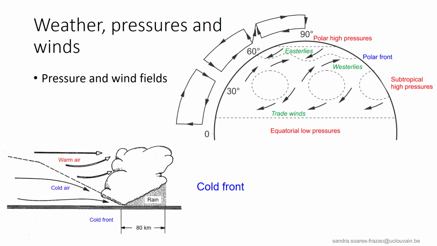We have a cold front when a mass of cold air meets a mass of warm air. The cold air comes and pushes the warm air, plunging below it, and again condensation will occur at the interface due to the mixing, with precipitation occurring, extending now over a short distance in this case.